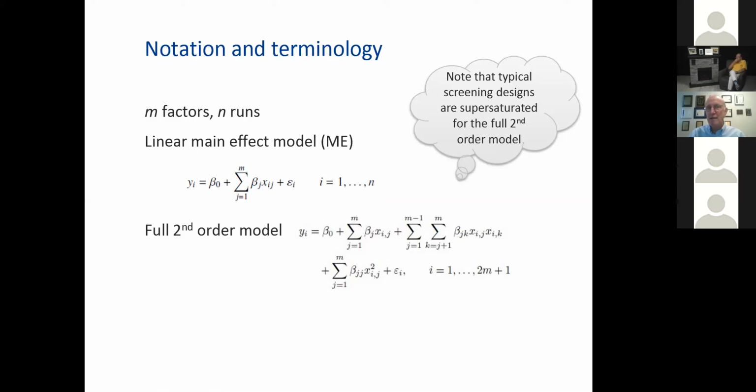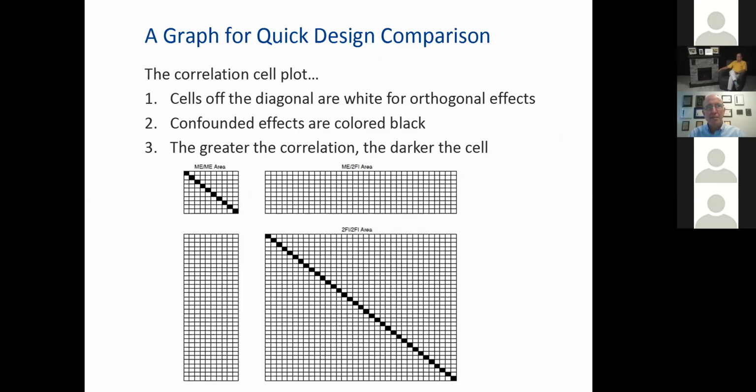Typically, screening designs are supersaturated for the full two-factor interaction and quadratic effect model. So what that means is that there are fewer runs in the design of a screening experiment typically than there are parameters that you want to estimate. And so you can't estimate all of them.